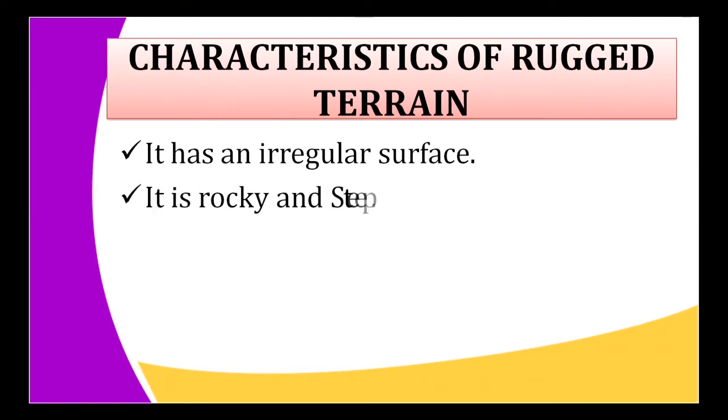The first characteristic, it has an irregular surface. The surface is irregular because it has rocks. One side is flat, another side is steep. The surface here is not regular. The surface is not smooth. It is rocky and steep. That characteristic, it is rough.